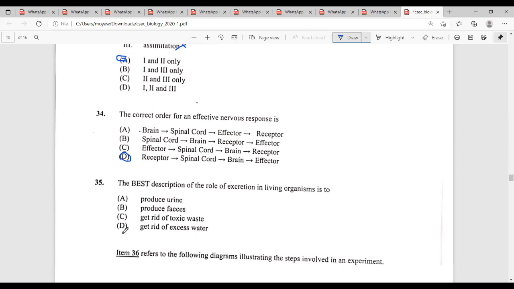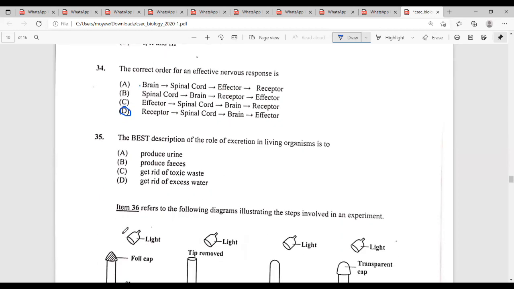35. The best description of the role of excretion in living organisms is to: A, produce urine, B, produce feces, C, get rid of toxic waste, D, get rid of excess water. Please remember that excretion is the removal of metabolic waste, so the best option here would have been C.